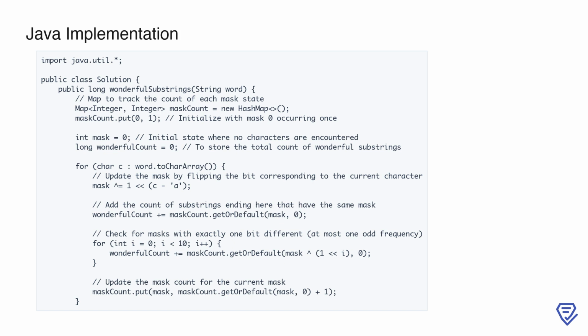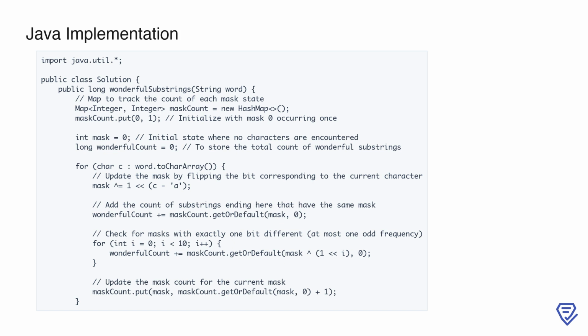As we iterate over each character in the input string, we update the mask by flipping the bit corresponding to the current character. This is done using the XOR operator in combination with a bit shift based on the character's position in the alphabet. We then calculate the number of substrings ending at the current character that have the same bitmask state by looking up the mask in our hash map.